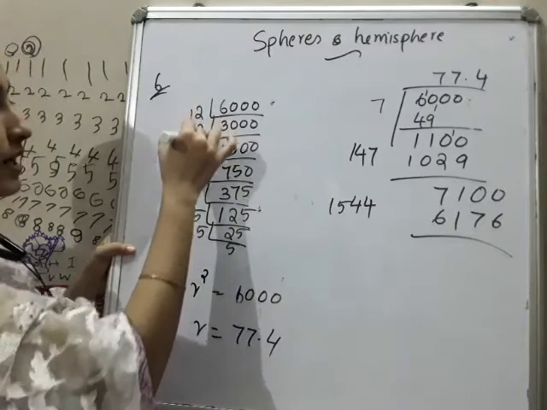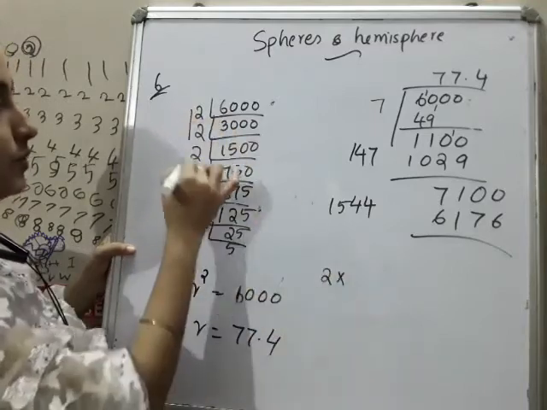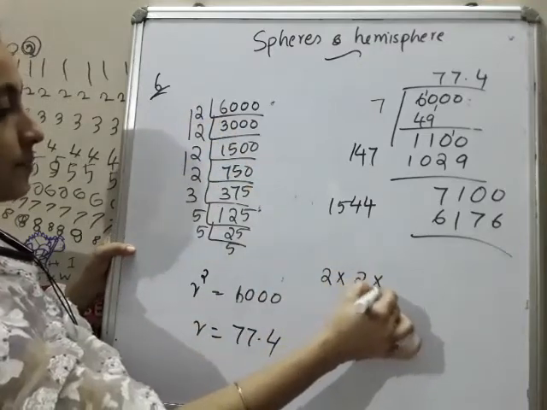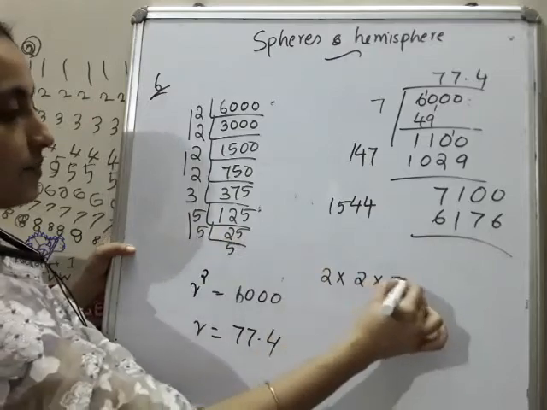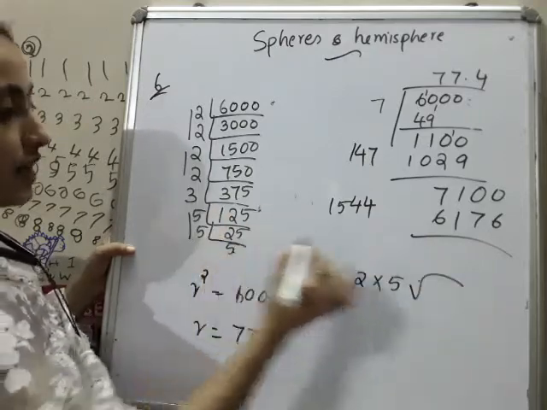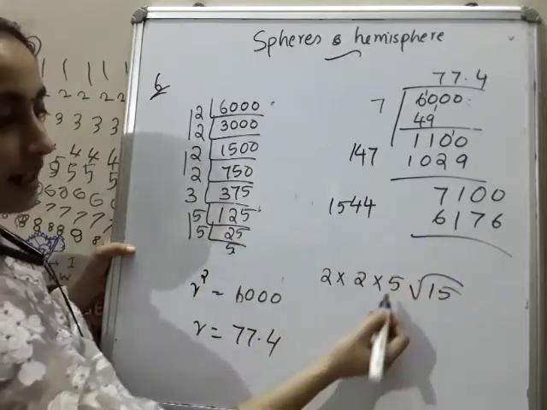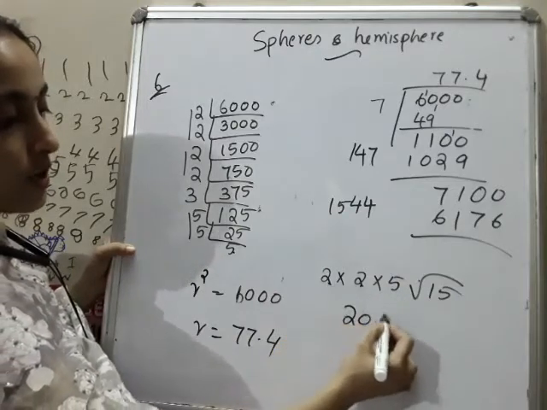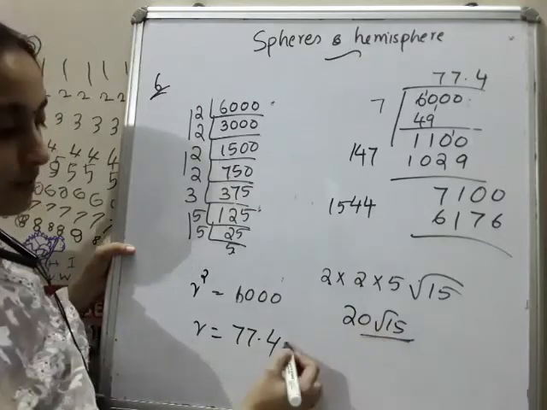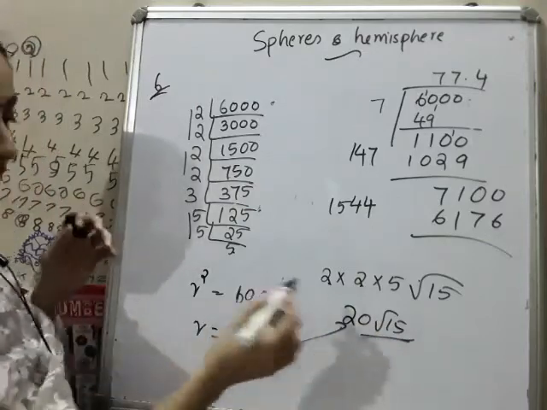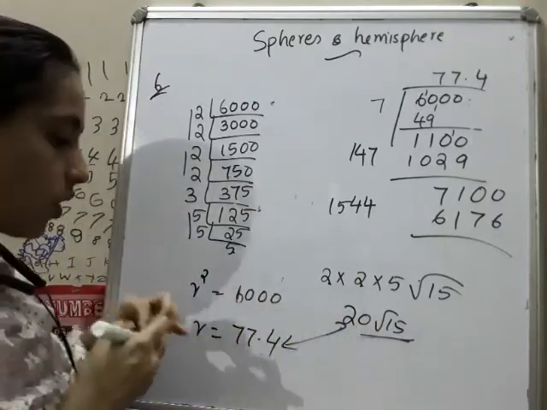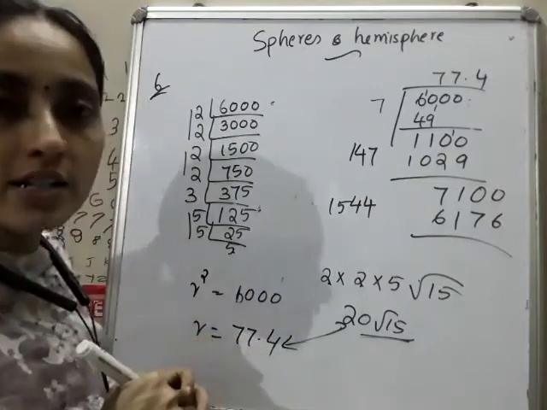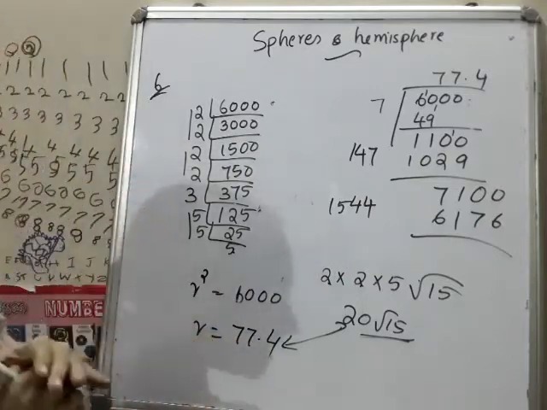Then you have to group it. So 2 into 2 will come, and here 5 will come. Then remainder 3 into 5 is 15. Okay, so 5 into 2 is 10, 10 into 2 is 20. The root 15 is the other answer. Both are the same. Either you can write 20 root 15 or you can write 77.4. Okay, hope you clear this question.